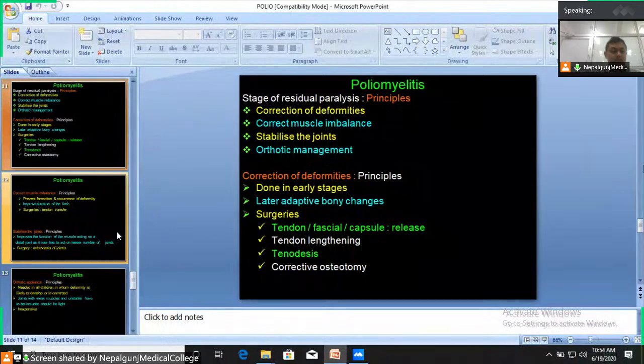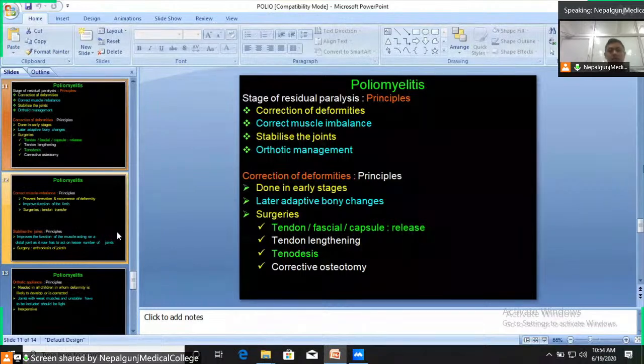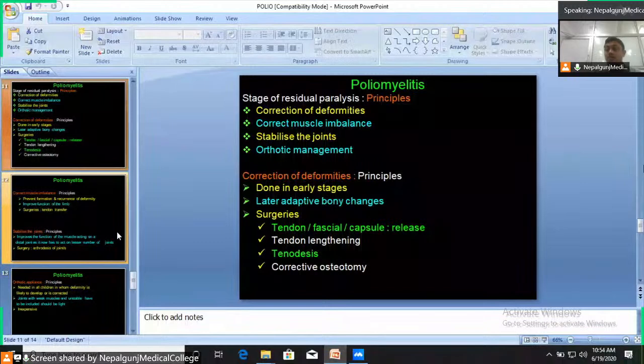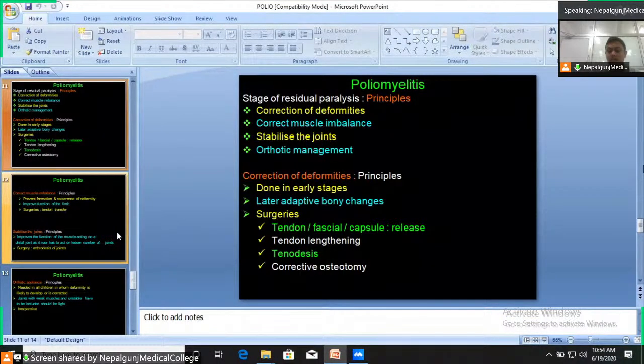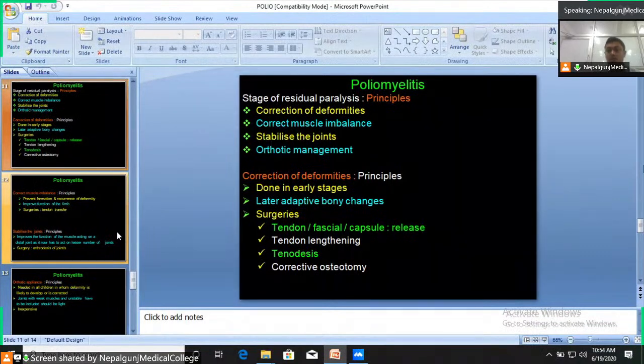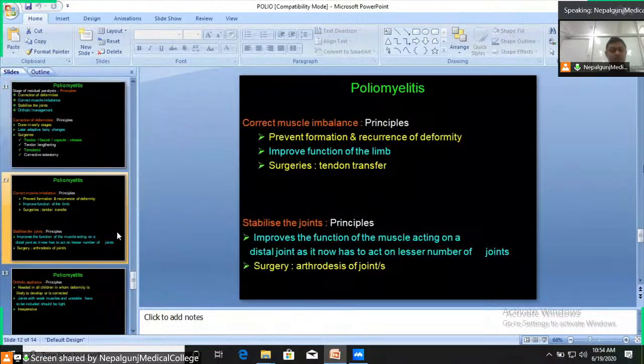So coming to the residual stage of paralysis, there are a lot of principles involved. The principles are the correction of deformities, the correction of muscle imbalance, stabilizing the joint, and orthotic management. Coming to the first principle, the correction of deformities is done in the early stages, as later there will be adaptive bony changes. The surgeries usually include soft tissue release, where the tendon, fascia, and capsules are released, and tendon lengthening as well. Associated with that, we can do a corrective osteotomy.